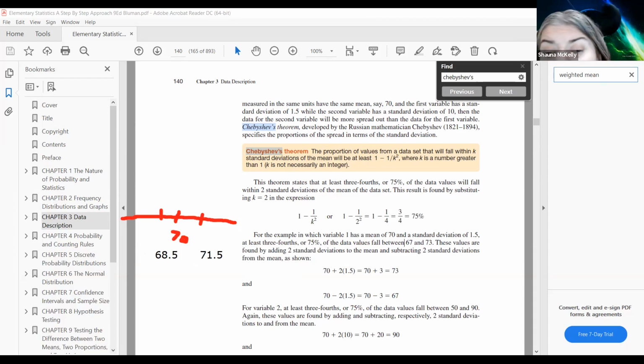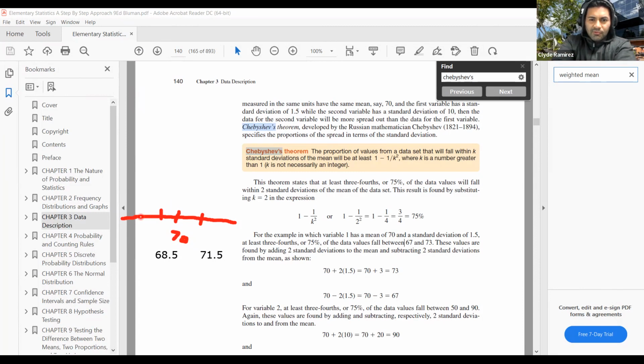Now, this distance is 1.5 units, between 70 and 71.5. That's your S, your standard deviation. But my K is 1 unit. K would be 1 here, because I moved 1 multiple of the standard deviation on each side. Does that make sense?